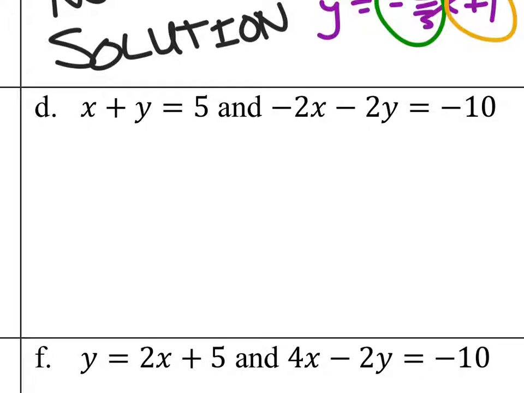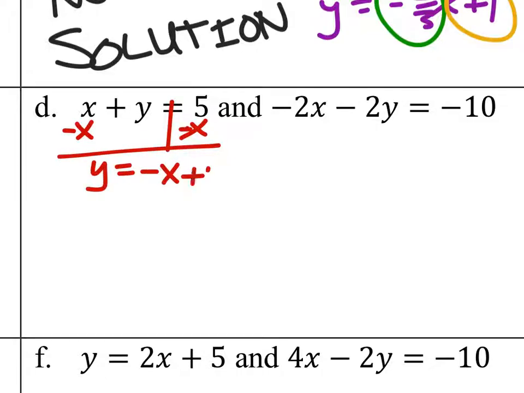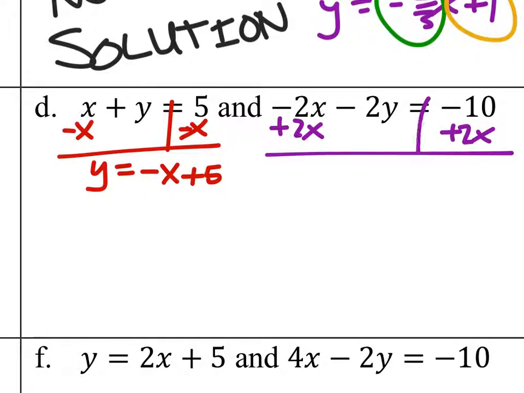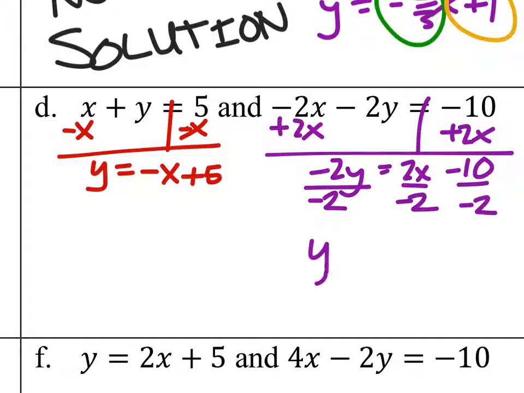We could change these into slope-intercept form by subtracting an x from both sides. So this one is y equals negative x plus 5. And over here, we would have to add 2x. So that's negative 2y equals 2x, and then we have negative 10. Just divide by negative 2 everywhere, and we get y equals negative x plus 5. These two equations are written exactly the same. Therefore, this one has infinite solutions.